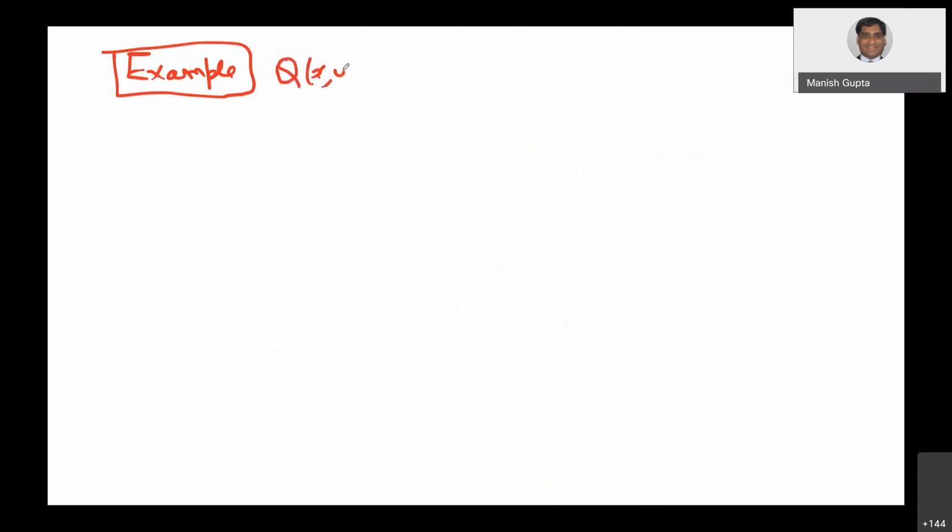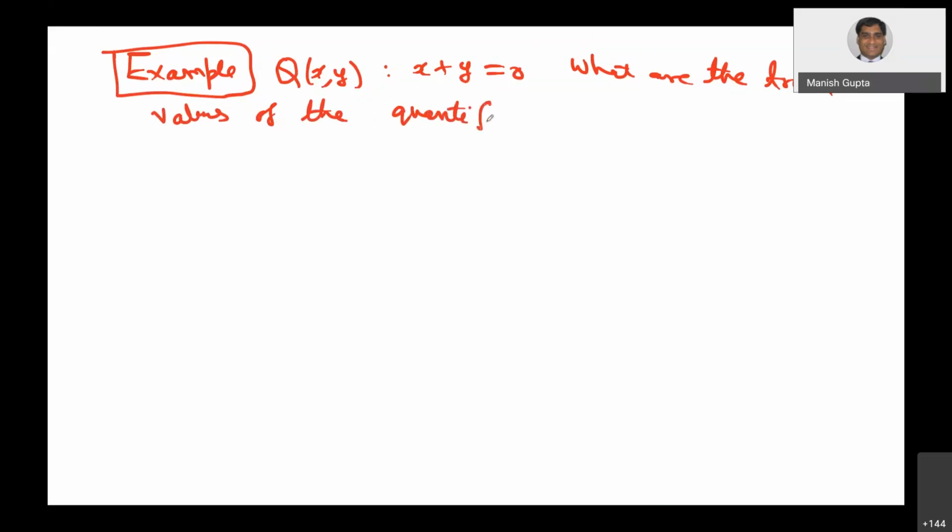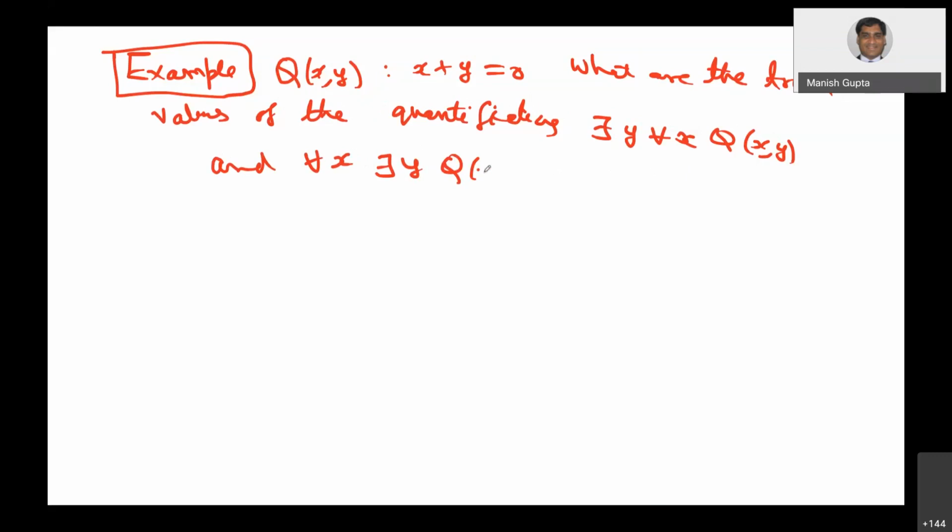Q(x,y) is a two variable statement: x plus y is equal to 0. So we can ask the question, what are the truth values of the quantifications there exists y for every x Q(x,y), and another question, for every x there exists y Q(x,y). These two quantifications are over the domain x, y belonging to real numbers. So we need to check their truth values.